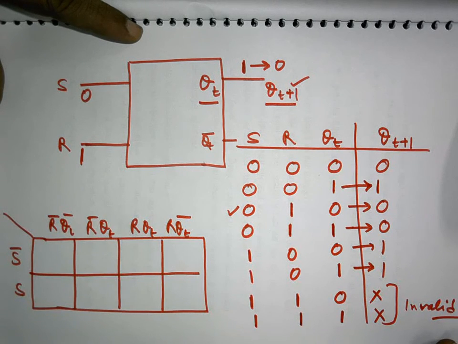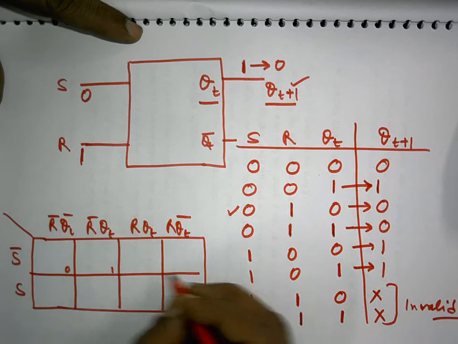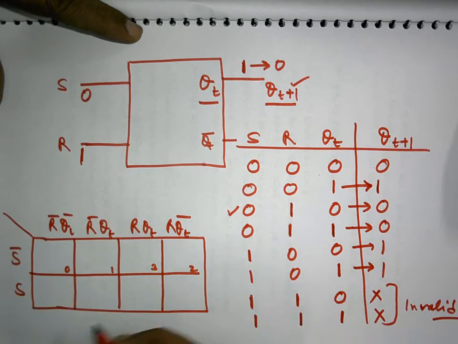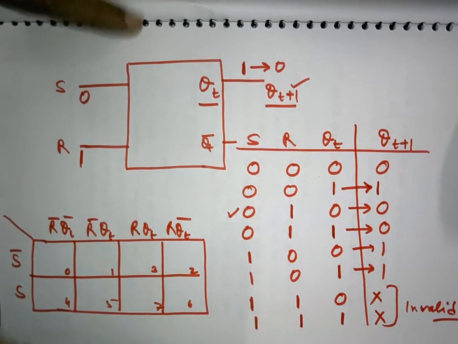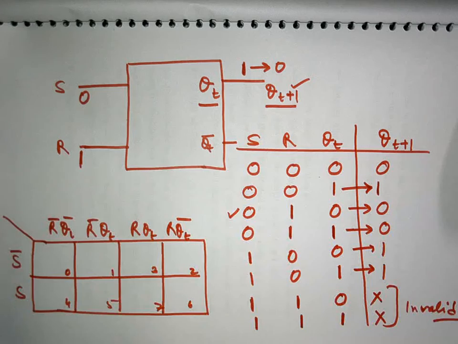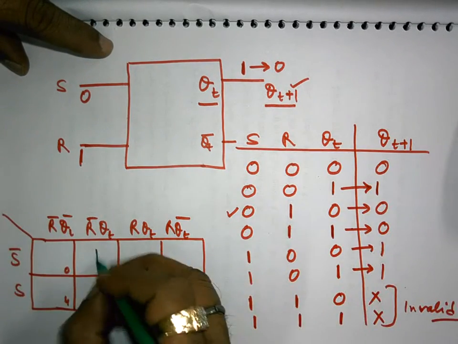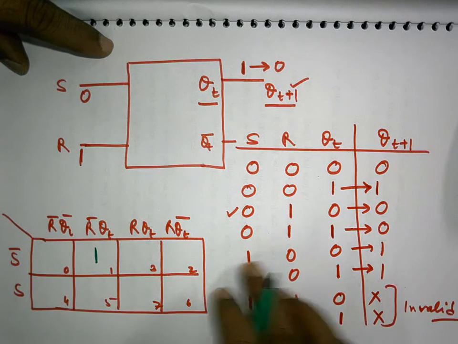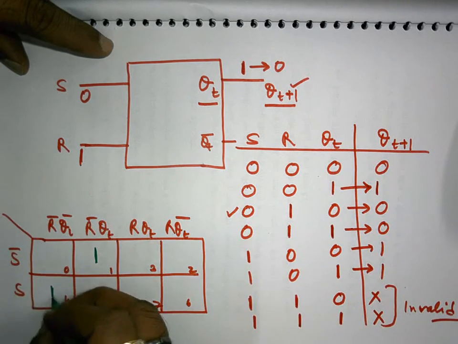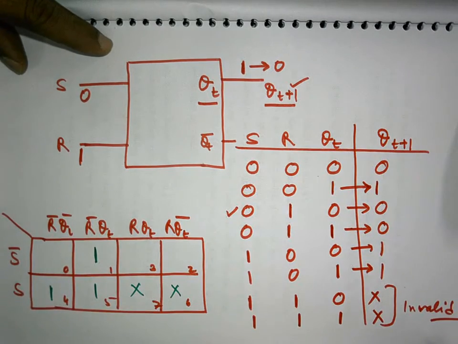Now, where are the min terms? 0, 1, 2, 3, 4, 5, 6, 7. Am I right? Now, where are the 1s? At min term number 1, min term number 4, 5, and 6 and 7 are don't care.